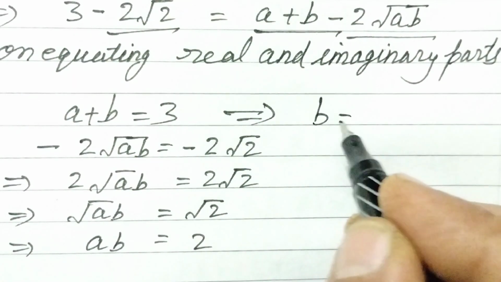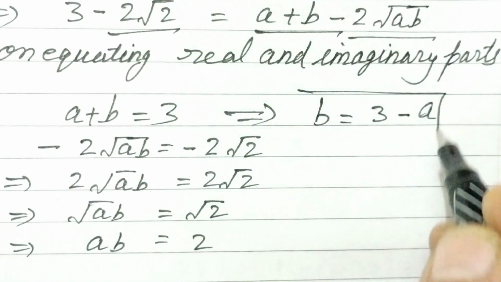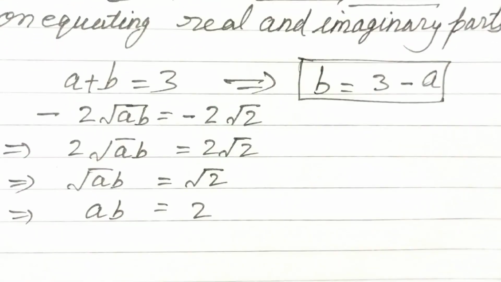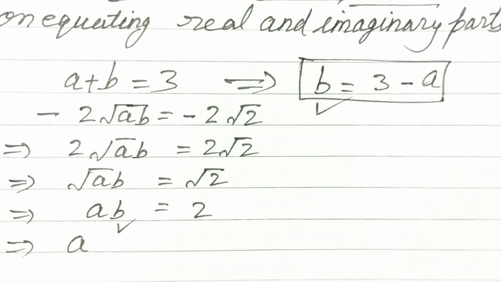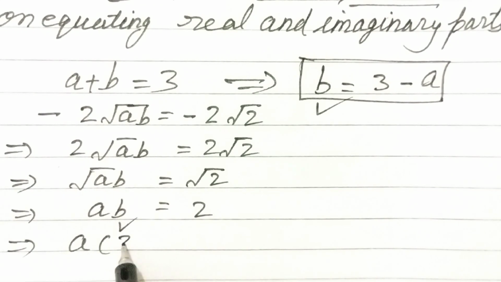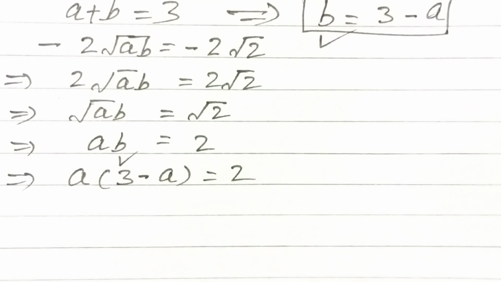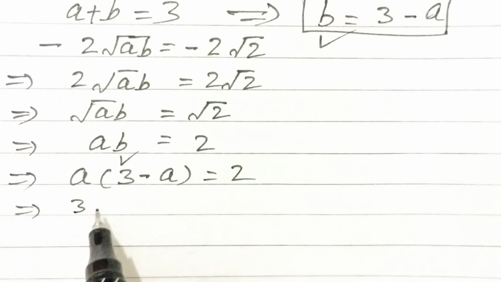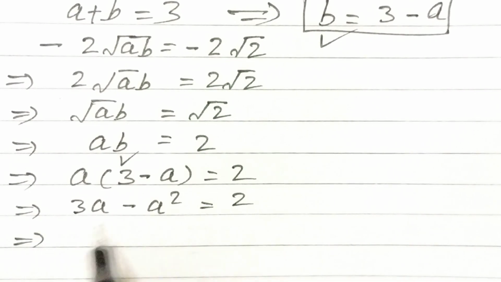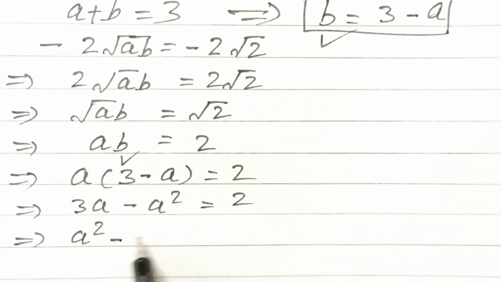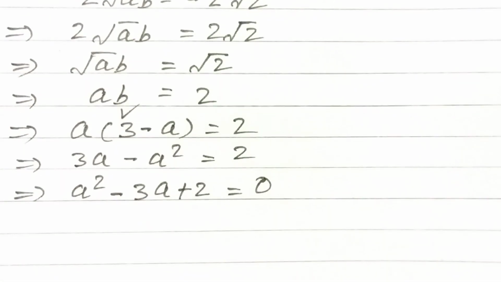Here b is equal to 3 minus a, right? Now ab is equal to 2. So a into 3 minus a is equal to 2, right? So 3a minus a square is equal to 2. If we rearrange the equation, a square minus 3a plus 2 is equal to 0, right?